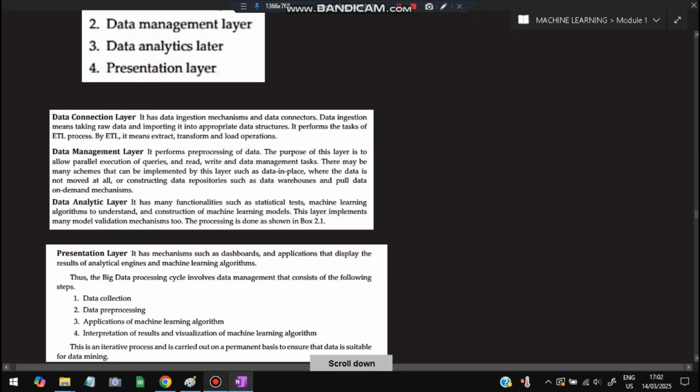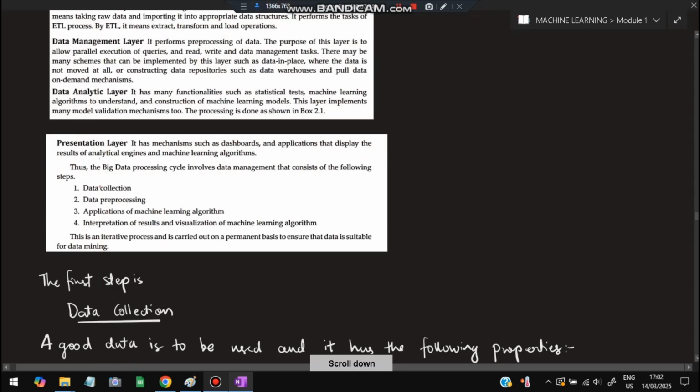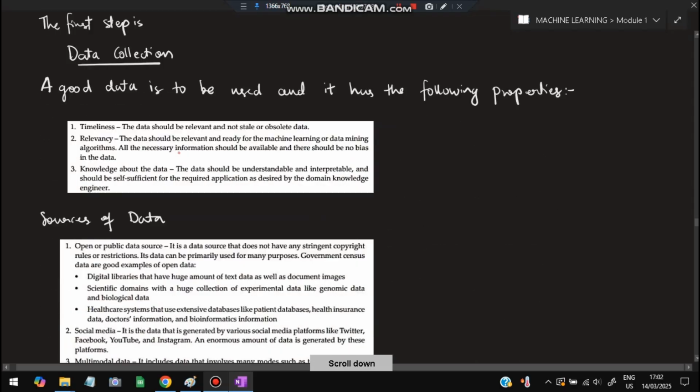All these four layers work on two basic principles. The first one is data collection and data pre-processing. Collecting the data is the first step. If you don't have data, we cannot process anything, right? And we need good data. What is good data? Good data has the following properties. First is timeliness: the data used should be relevant and not obsolete. Second, relevancy: the data should be relevant. Third, knowledge about the data should be there. Whatever data we are using should be understandable and interpretable.